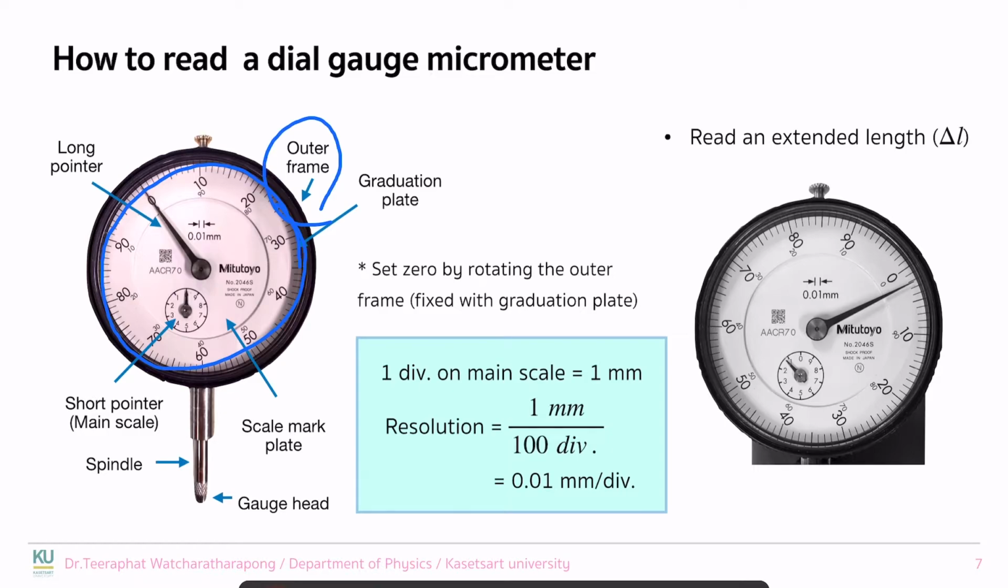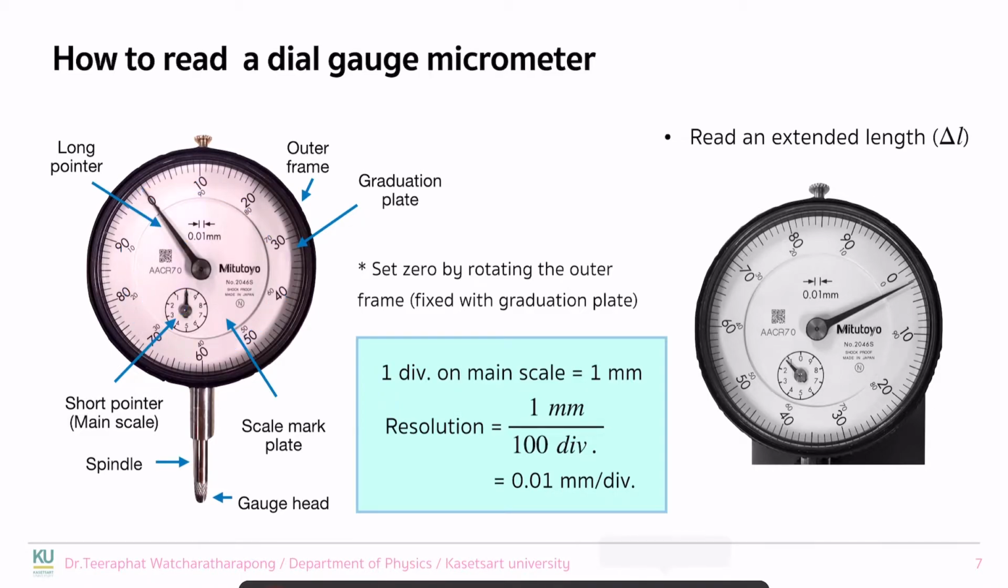So we can rotate this scale according to this longer pointer. Each division on the main scale, this one, is equivalent to 1 millimeter, and this is equivalent to 100 divisions on the dial scale, this one. So that means if this long pointer rotates for one turn, the short pointer here will move from 0 to 1, and another turn, then it moves to 2, like this.